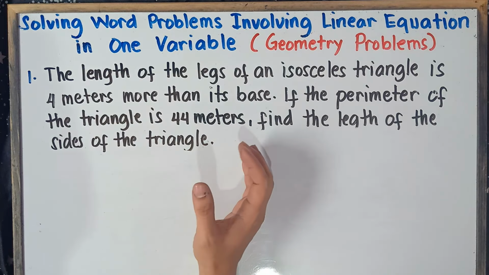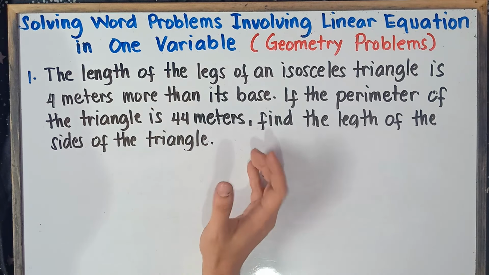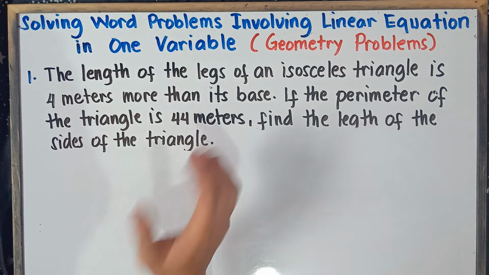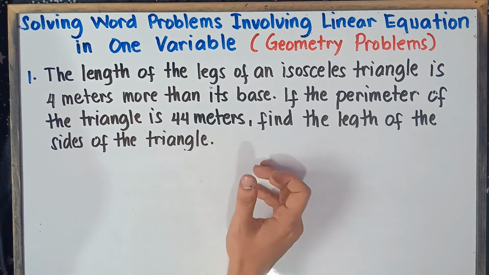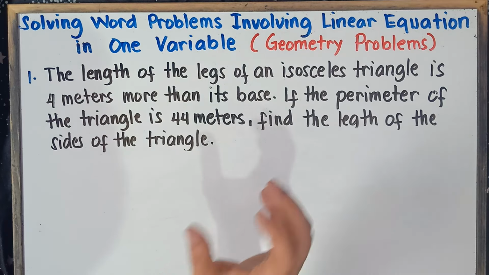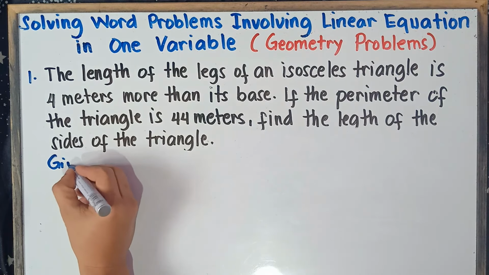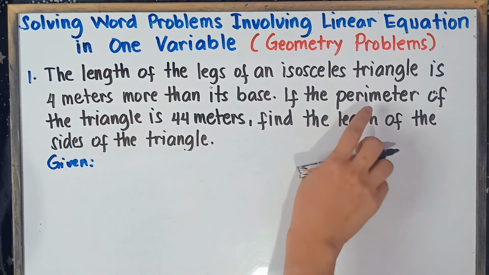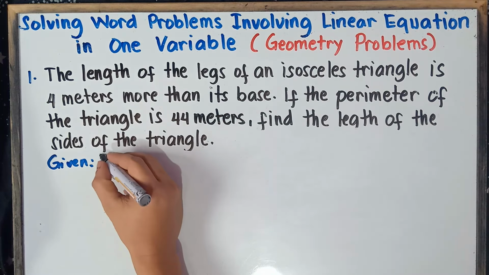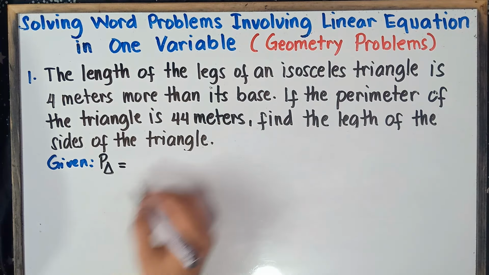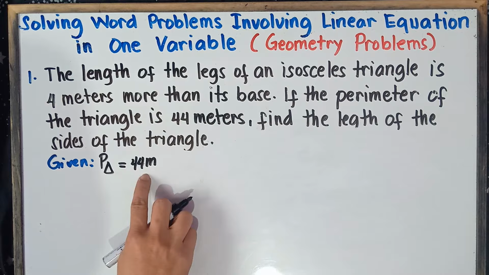The length of the legs of an isosceles triangle is 4 meters more than its base. If the perimeter of the triangle is 44 meters, find the length of the sides of the triangle. Now, if you're dealing with geometry problems, you need to write down the given. Our given is the perimeter of the isosceles triangle, which is 44 meters.